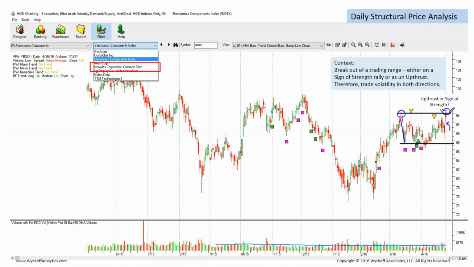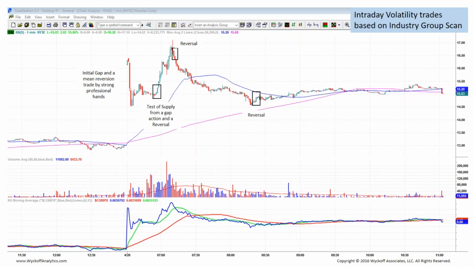So what kind of contextual interpretation can we derive from this? We're basically looking at two scenarios: either it's going to commit or it's going to fail. In both of those contextual interpretations, we can actually have trades both to the upside and to the downside, and we're basically trading the volatility that is being caught by the intraday scan. So let's look at the stock and just see what the intraday action was today for this stock. So a big gap and the first mean reversion trade by strong professional hands.